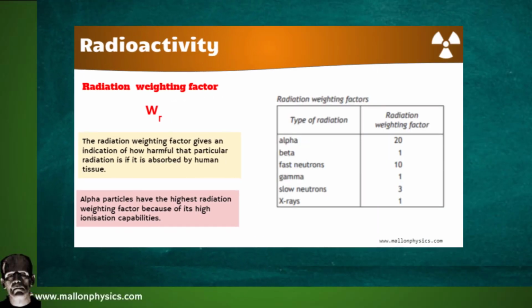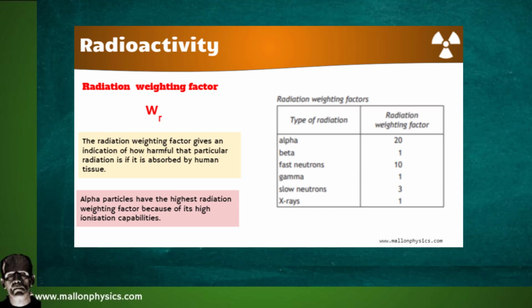The radiation weighting factor, W subscript small r. The radiation weighting factor gives an indication of how harmful that particular radiation is if it's absorbed by human tissue. They are recorded in a table like the one shown on the right here. Alpha, beta, fast neutrons, gamma, slow neutrons and X-rays are all types of radiation and they're given the appropriate radiation weighting factor. You'll notice that alpha particles have the highest radiation weighting factor because of their high ionization capabilities. Remember, ionization can damage the cells and damage the cell's structure, so therefore it's very harmful.